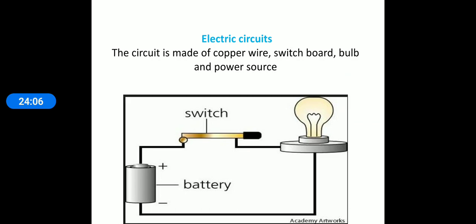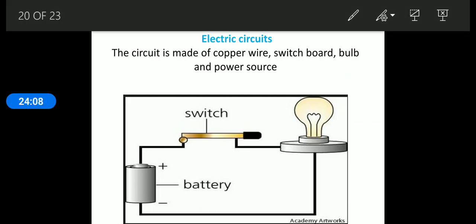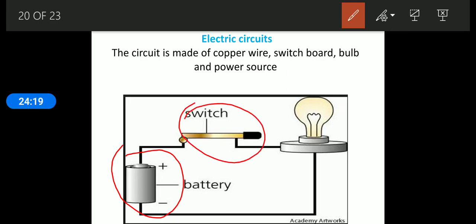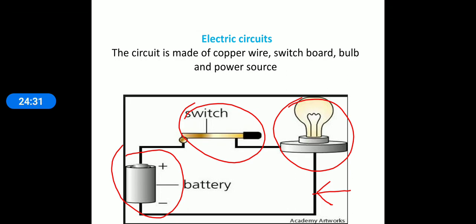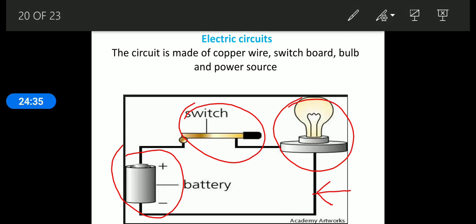Then electrical circuit for experiment. The circuit is made up of a source, that is the external source, a switch, then this is the load, a lamp is used as the load, and this is the conducting wire, electrical wire to carry the energy.